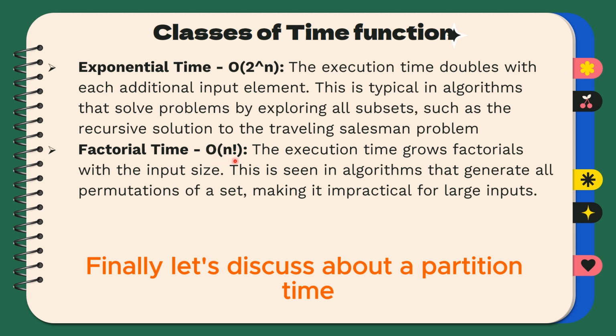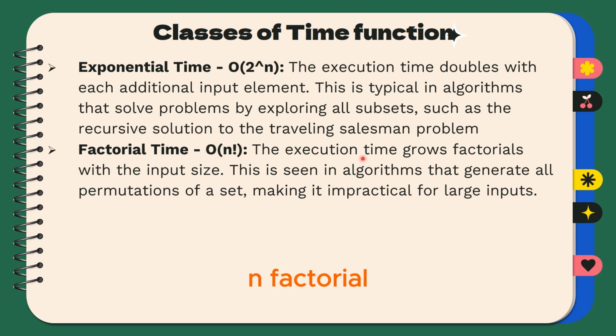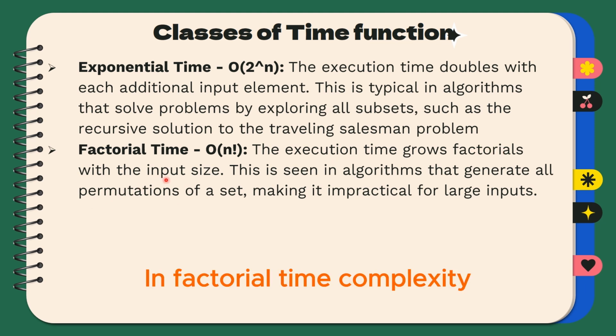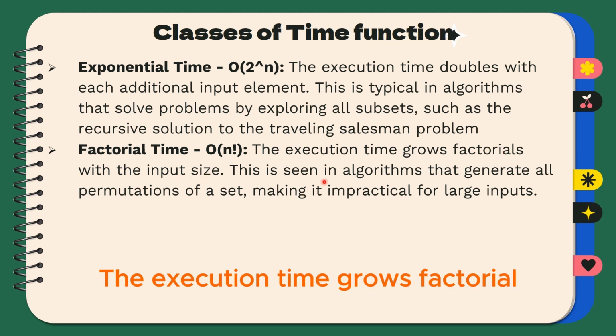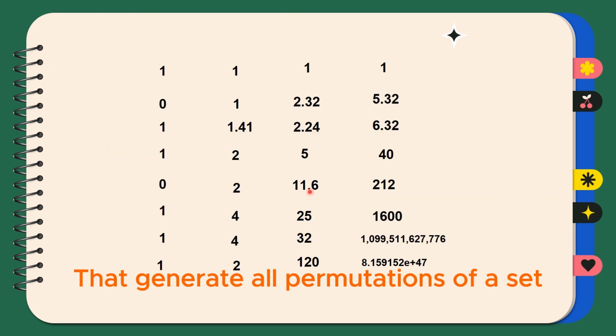Finally, let's discuss factorial time, which is represented as big O of n factorial. In factorial time complexity, the execution time grows factorially with the size of input. This is often seen in algorithms that generate all permutations of a set.